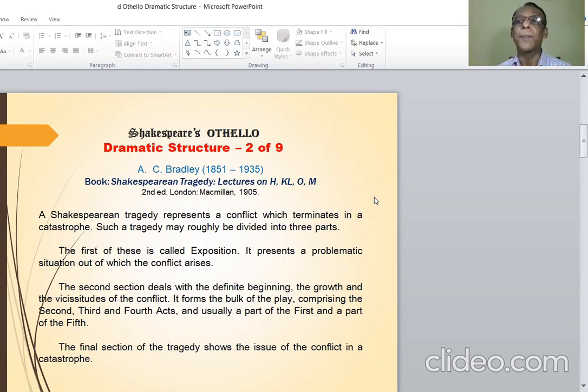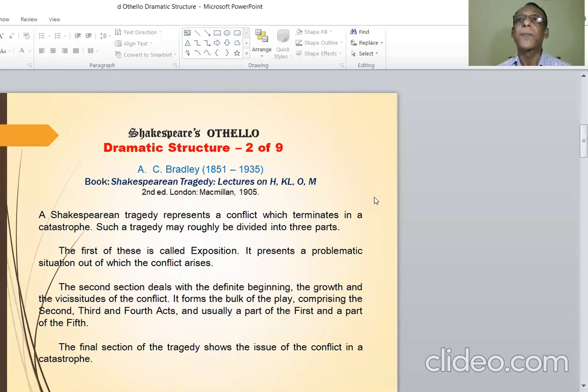So every drama begins with a conflict. If there is no conflict, there is no drama. So a drama originates from a conflict. A Shakespearean tragedy represents a conflict which terminates in a catastrophe. Well, the beginning is a conflict and the end is a tragedy, a catastrophe. Such a tragedy may be roughly divided into 3 parts. This is what A.C. Bradley said. So every Shakespearean tragedy has 3 parts.